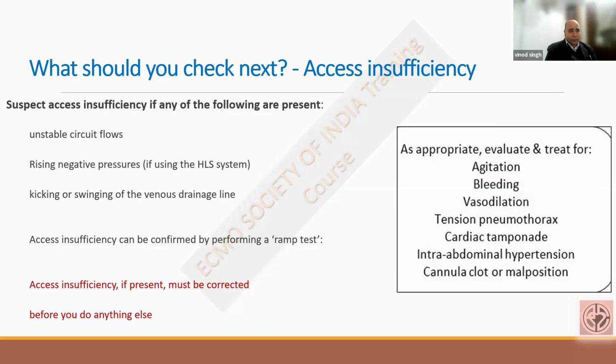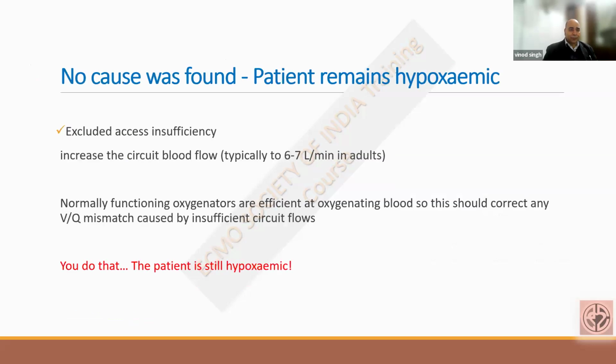in the filter. So if a patient on ECMO has become hypoxemic, you first rule out access insufficiency, which could be due to a problem in the cannula, a problem in the filter, or a problem in the patient, like tension pneumothorax, cardiac tamponade, or hypotension. If it is present, it is like ABC: access insufficiency is the first to be corrected before you do anything else, and you find out the reason for the access insufficiency in my patient.